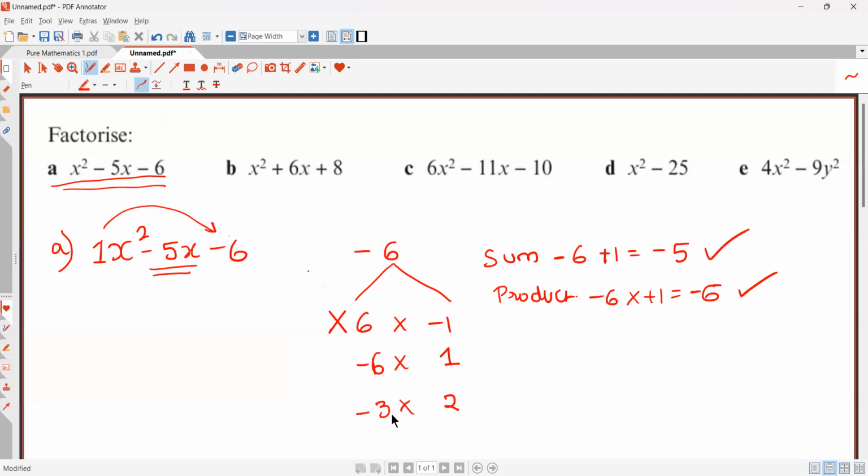Well, if I do -3 into 2, my answer will be -6. But -3 plus 2 is what? -1. Am I looking for -1 or -5? -5. So therefore, this also will not work out, and this will also not work out for us. So everything is not working out. Only this is the one that is matching my sum and product concept.